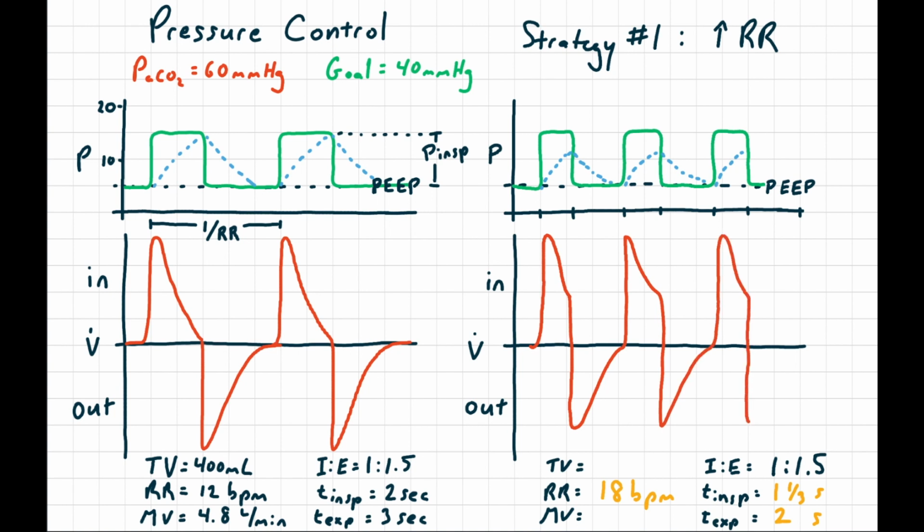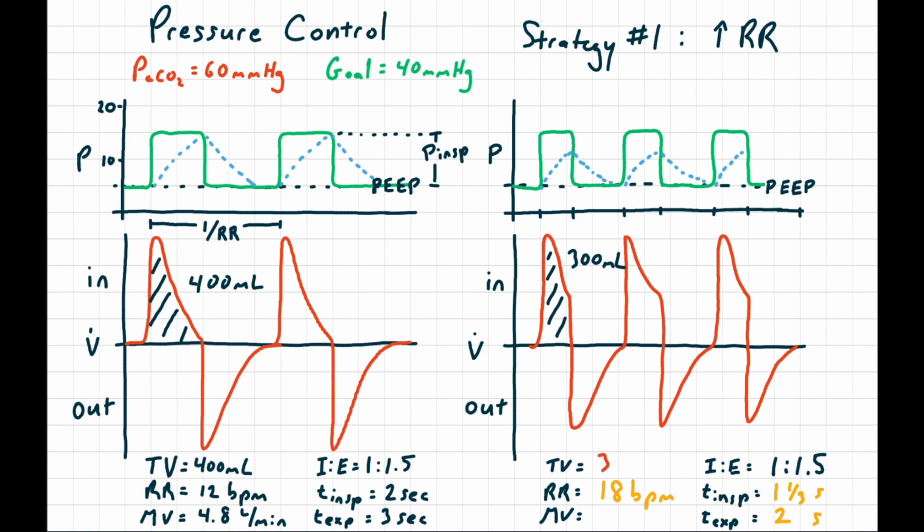The problem we run into with truncated inspiration comes down to tidal volume. Before our respiratory rate change, our tidal volume was 400 milliliters, but our new tidal volume is only 300 milliliters. And again, that's because in pressure control mode, you don't set and the ventilator doesn't guarantee a tidal volume. This inspiration was delivered at the programmed inspiratory pressure, but with a shorter inspiratory time, tidal volume is lower.